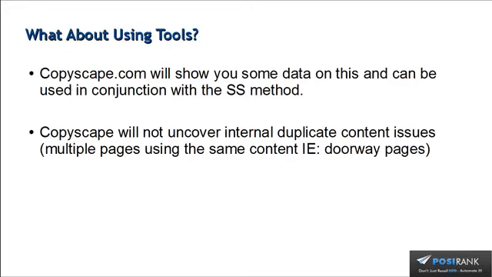Copyscape will not uncover the internal duplicate content issues, such as multiple pages using the same content, for example doorway pages. Those old school technique pages where you could create a site that has a couple hundred thousand pages on it, but all the content's essentially the same except with minor differences like changes in location. So you use one article across many different locations, changing just the geo modified keywords throughout the article and call it unique. Well, that doesn't fly today. That stuff used to work a long time ago. It doesn't work today, and this is going to help you uncover that kind of stuff and get rid of it from your site because that's absolutely holding your site back from ranking well.